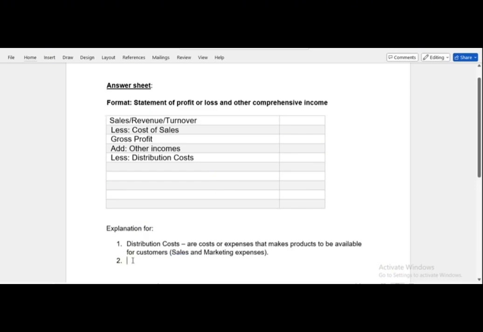And then after that, back to the format, we have to less administration or administrative costs. Let me just say administration. Remember, this is distribution cost, and then administration cost. So administration cost as well, I need to explain it there.